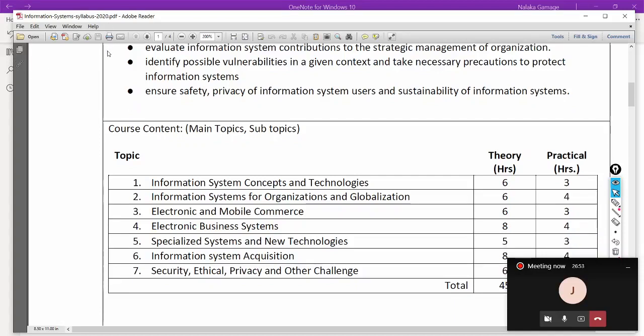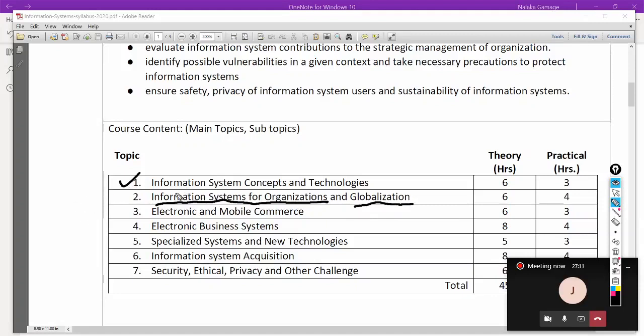Now we are moving to our original topics again. So today we are going to cover the second topic, that is information systems for organizations and globalization.